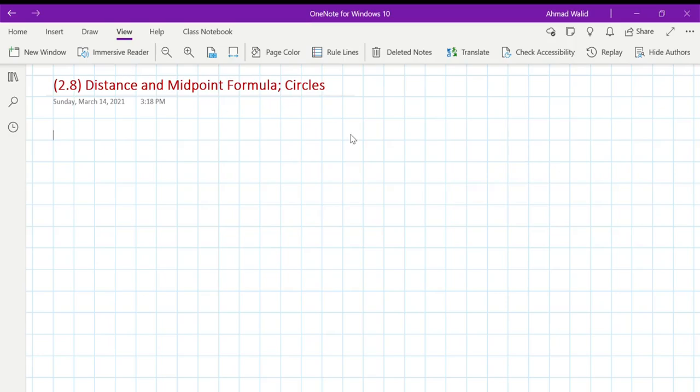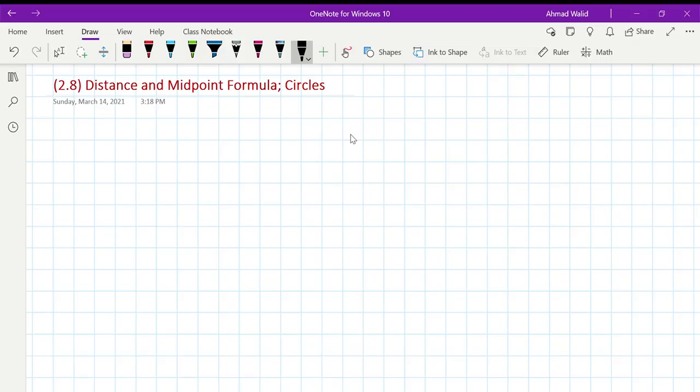Hello, let's start section 2.8. 2.8 is distance and midpoint formula, and also we talk a little bit about circle, but not that much because circle is coming back in the conic chapter, and we study circle in a conic chapter. But the distance and midpoint formula, definitely we discuss it, correct?